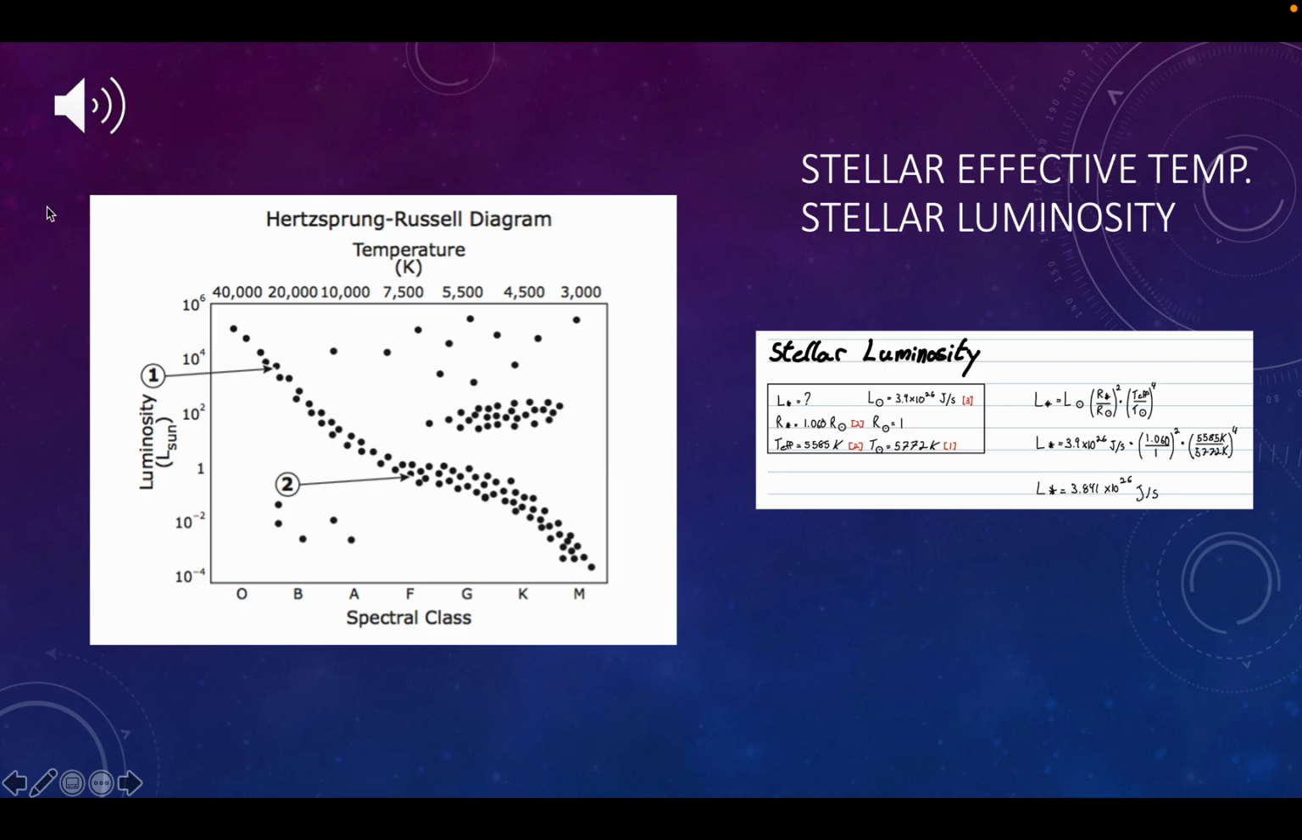The stellar effective temperature defines the amount of heat per unit of surface area of the star. In the case of K2-140, this value is 5,585 kelvins. As for the stellar luminosity, it's defined as the total amount of energy produced in a star and radiated into space in the form of electromagnetic radiation. The value for this particular exoplanet is 3.841 times 10 to the 26 joules per second. Therefore, by combining these two values, we know that K2-140 can be classified as G in the spectral class.